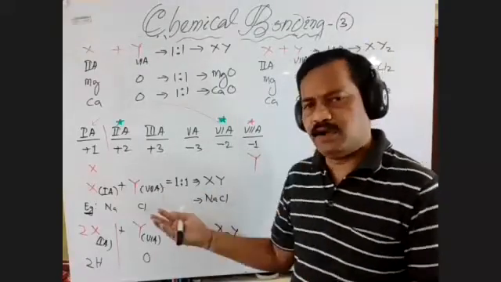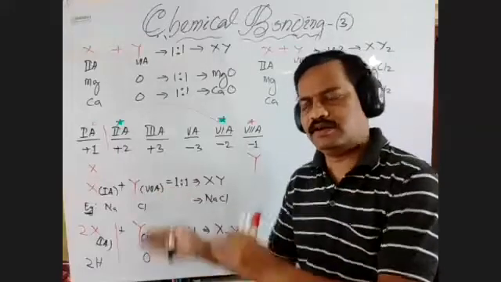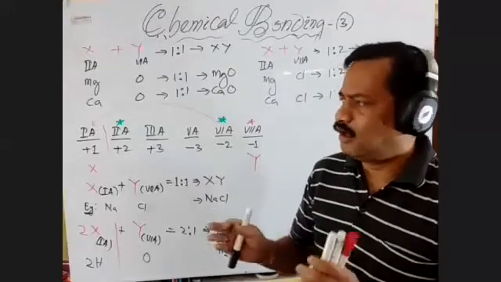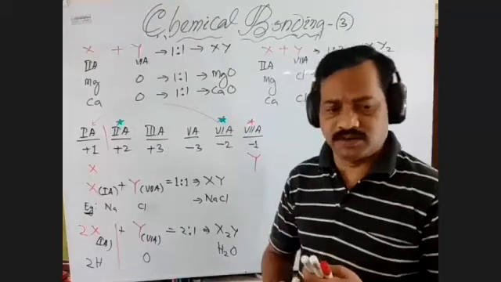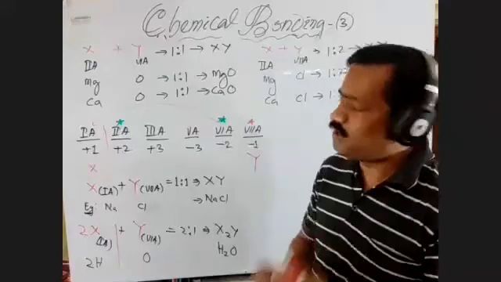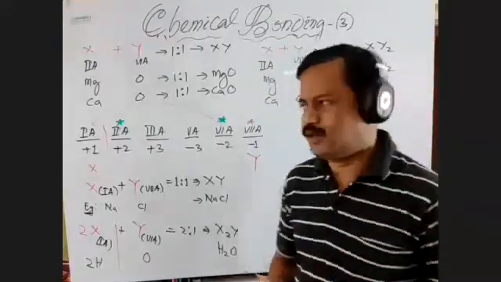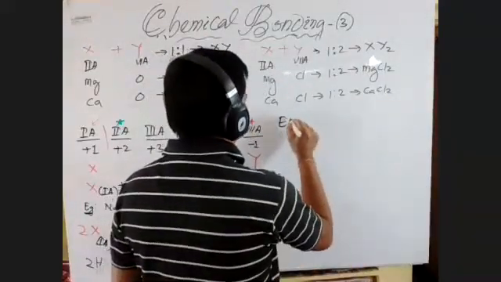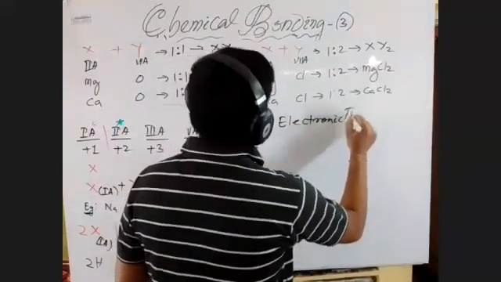That's why everyone wants stability, either by losing electrons or by gaining electrons. This is suggested by G.N. Lewis and Kossel in 1916, which we call the electronic theory of valency. Let me write here: this is called electronic theory of valency.